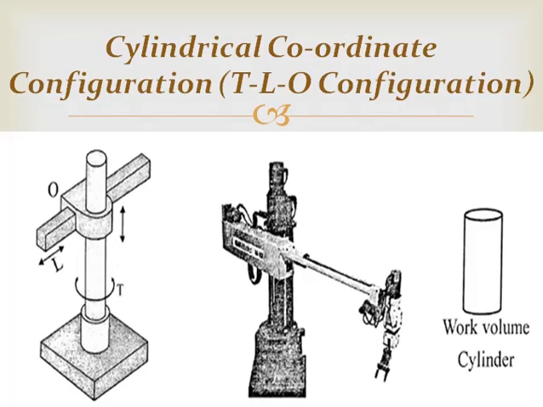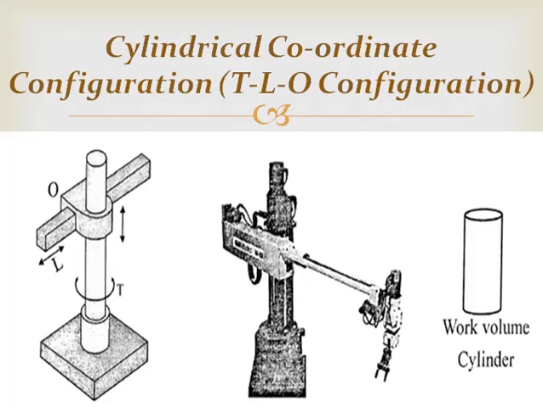By rotating the column, the robot can achieve a workspace similar to a cylinder. That's why you can call this type of system a cylindrical coordinate configuration system. A cylindrical configuration robot consists of one twist joint, one orthogonal prismatic joint, and one linear prismatic joint, and hence this is called a TLO configuration. This is also called a TLO configuration.